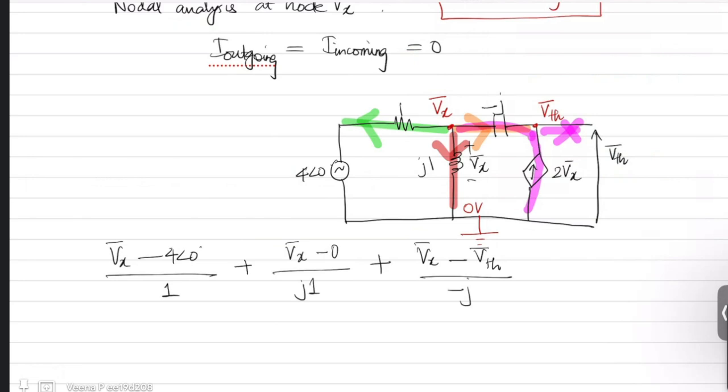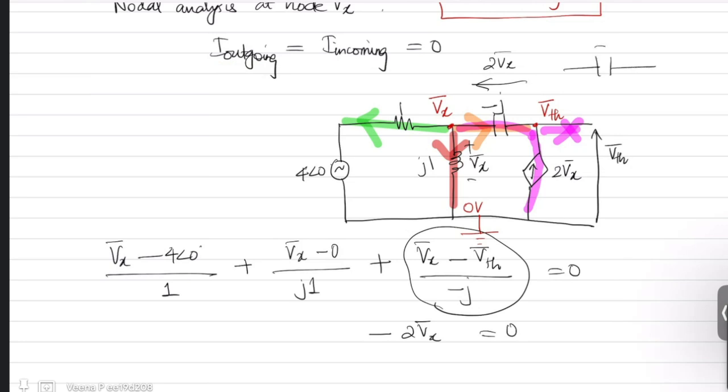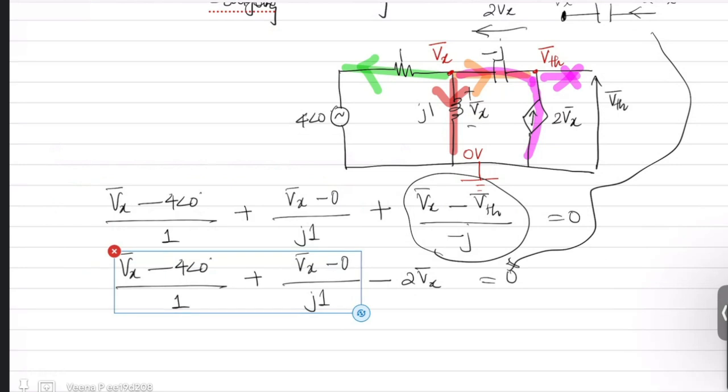But you know that current is the same as 2Vx, which is incoming. So this whole term you can replace with minus 2Vx equal to 0. Because the current going through this branch in this direction, in the reverse direction is 2Vx. So while writing the nodal equation of Vx, I can express that current as minus 2Vx. The other parts remain the same. So this is a nodal equation, which is basically applying Kirchhoff's current law at that node.